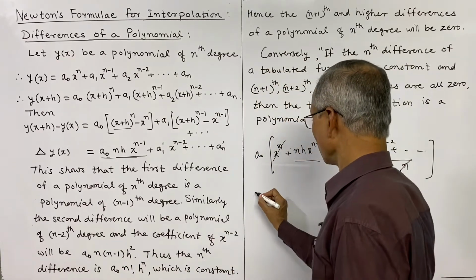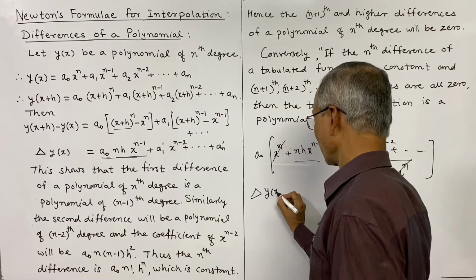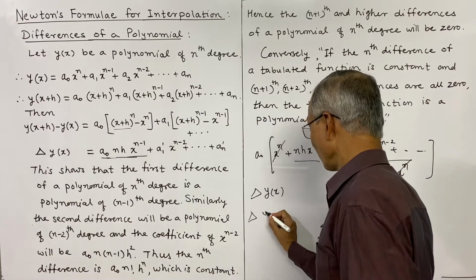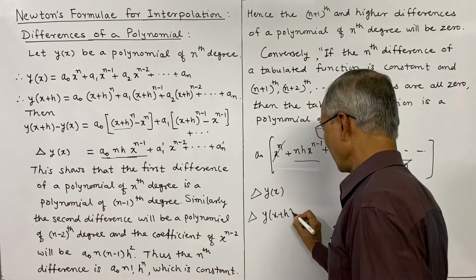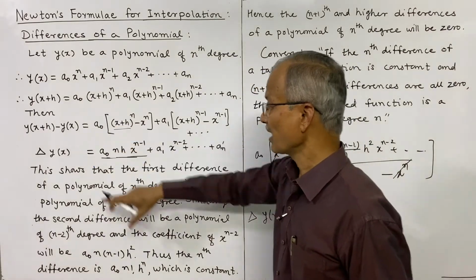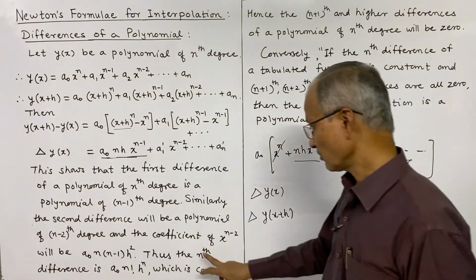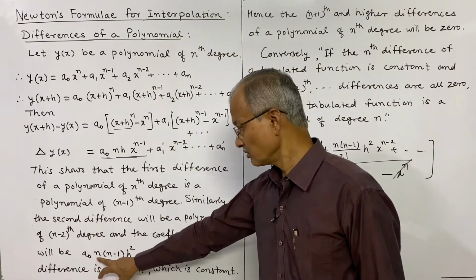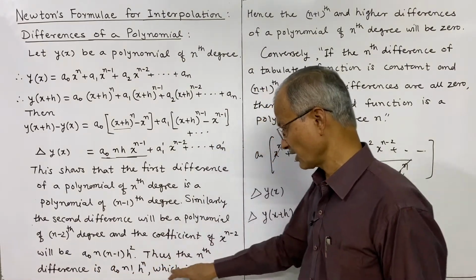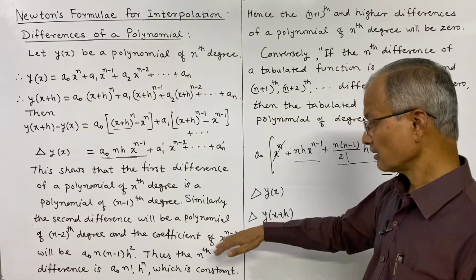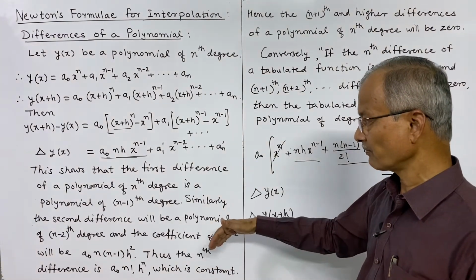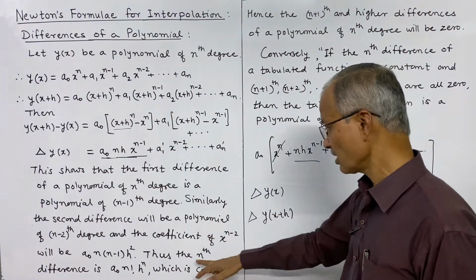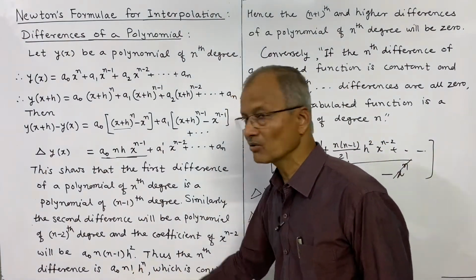You may write delta y of x. Write y of x plus h and subtract, and then we will get the coefficient of x power n minus 2 as a naught into n minus 1 into h square, and thus the third difference will be a polynomial of degree n minus 3 and so on. The nth difference will be a constant.